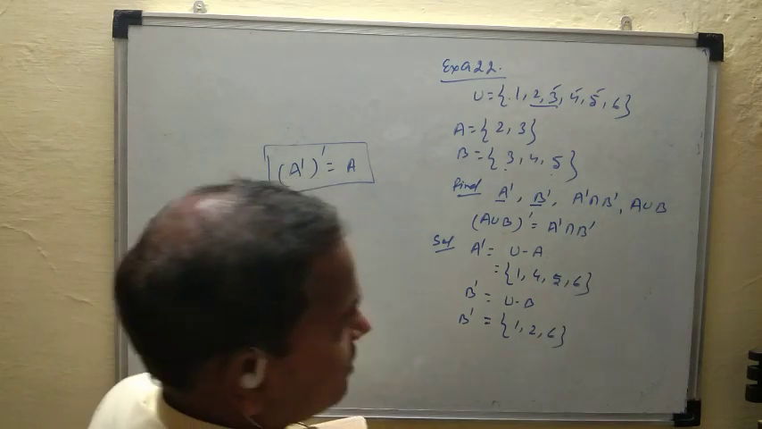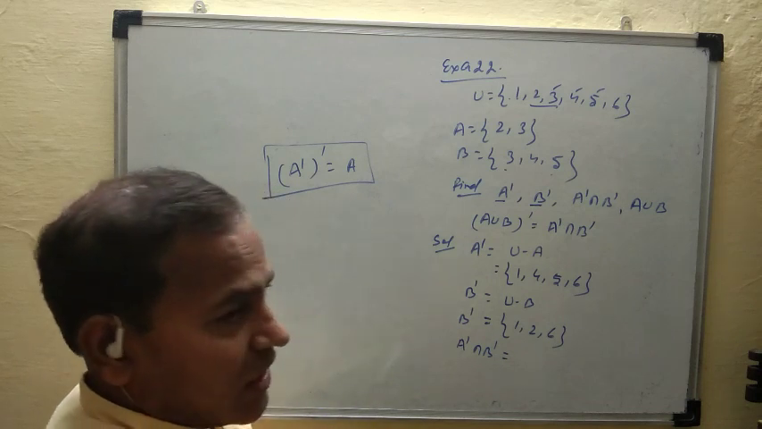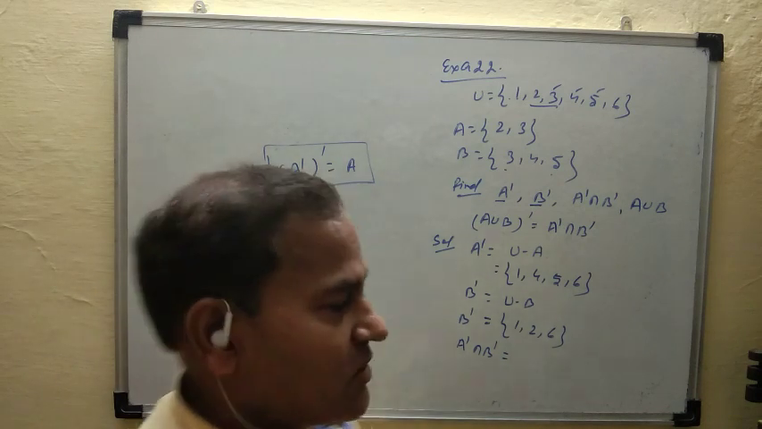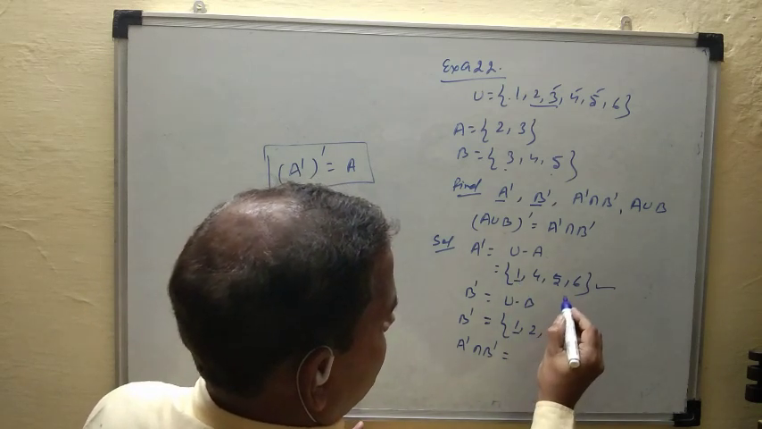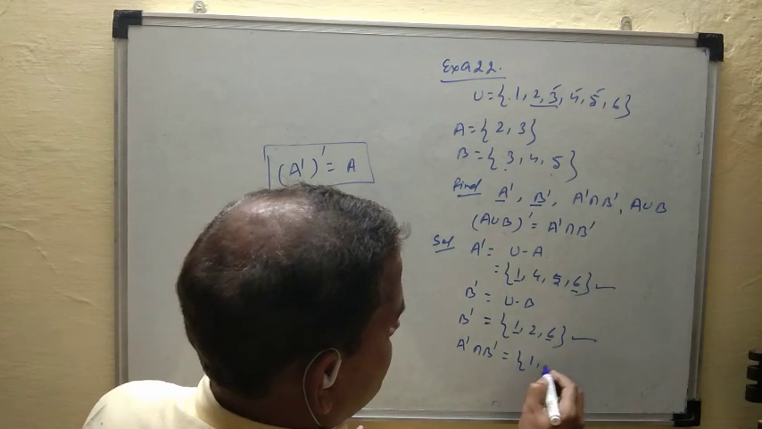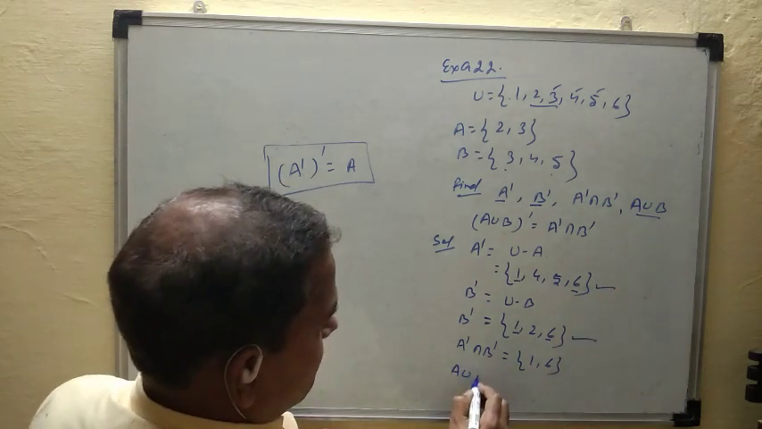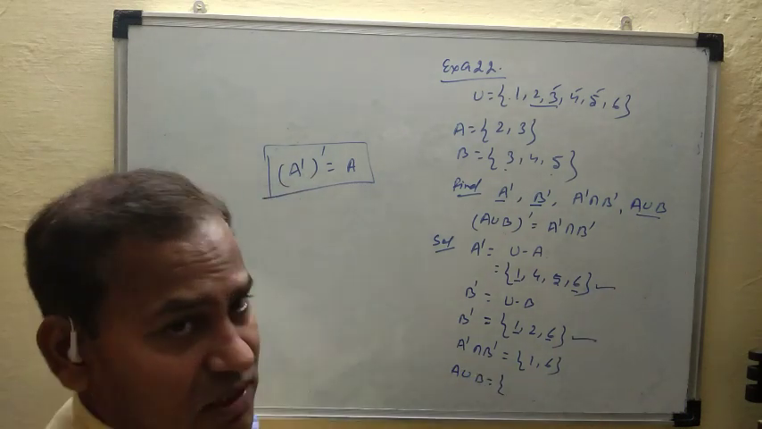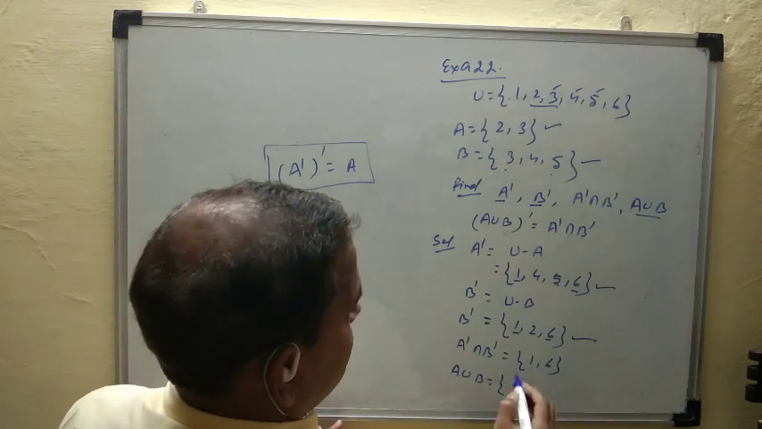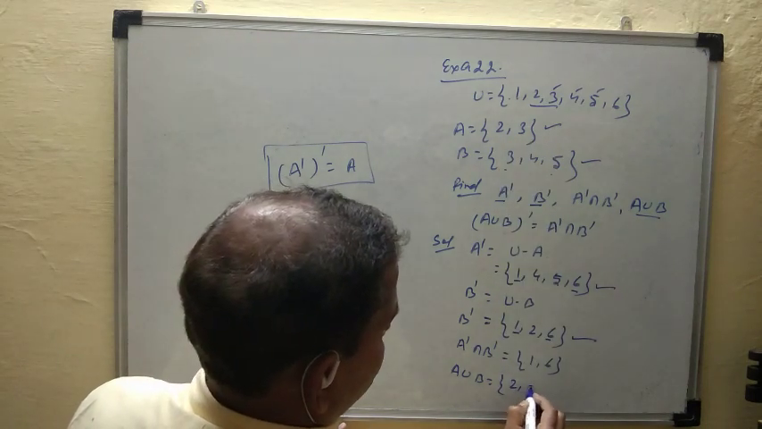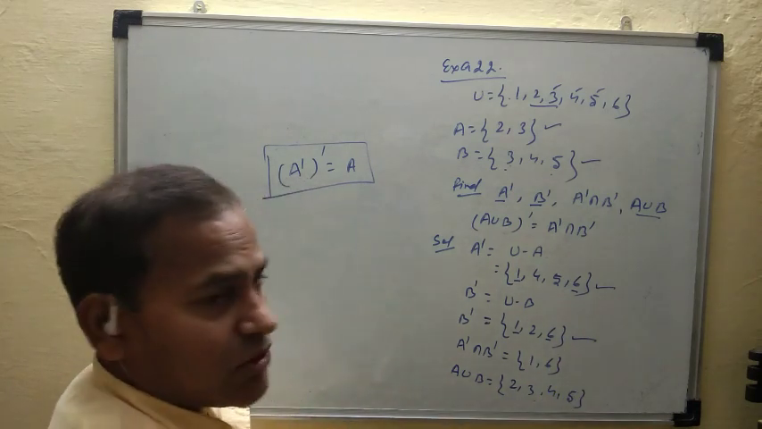Now find A dash intersection B dash. Intersection means the common elements. What is common in A dash and B dash? 1 is common and 6 is common. So the intersection is 1, 6. Now find A union B. Union means combine all the elements. You have to combine A and B: starting from 2, 3, this 3 is already written, so next 4 and 5. This is A union B.